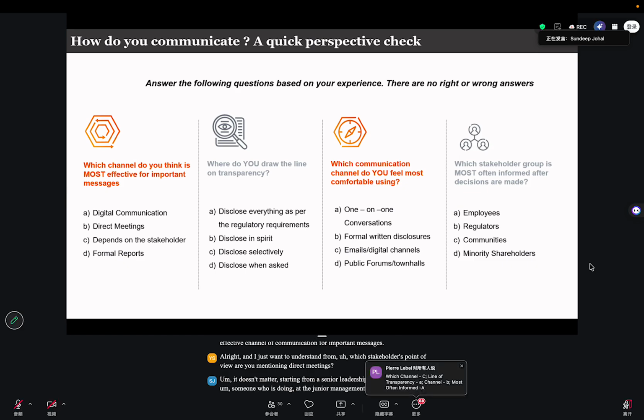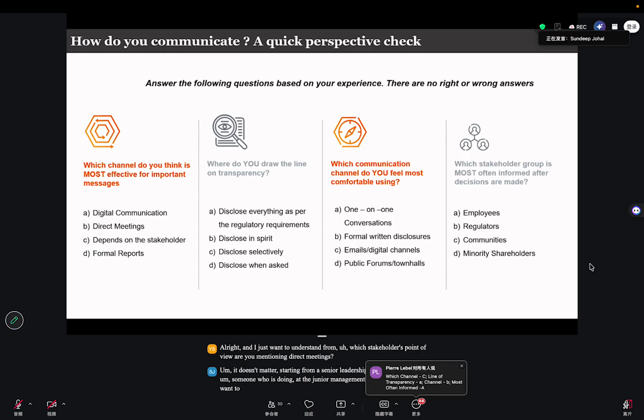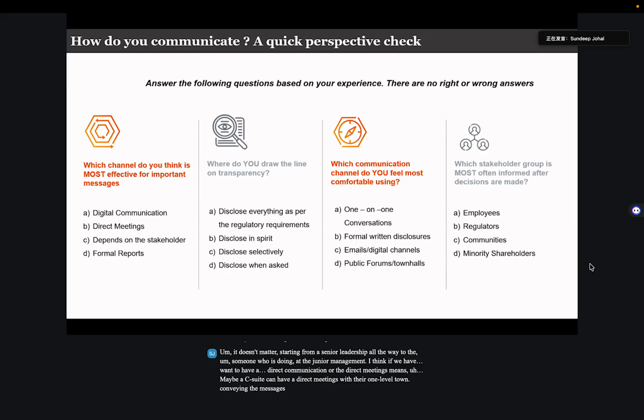I think if we want to have direct communication or direct meetings, maybe a C-suite can have direct meetings with their one level down, conveying the messages. And the same approach is being followed by functional leaders to the managers or directors, and managers by their team members. Anytime we send any digital communication, I bet 90% of the folks don't even look at it or click on those links, right?